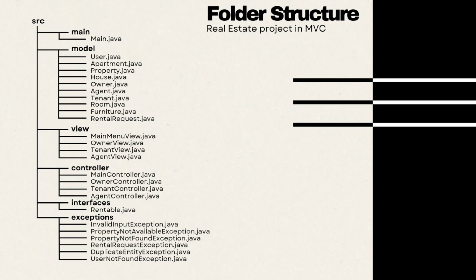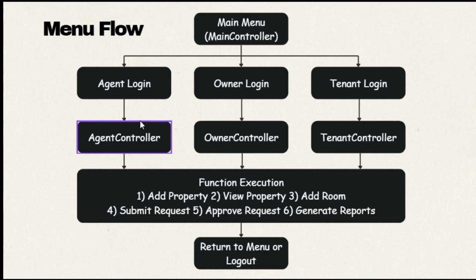Apart from the main MVC components, our project also includes several supporting packages such as interface and exceptions. Although they are not part of the core MVC structure, they help improve code organization, usability, and error handling. Therefore, our folder structure is not limited to just model, view, and controller, but also contains additional components that support the overall system development.